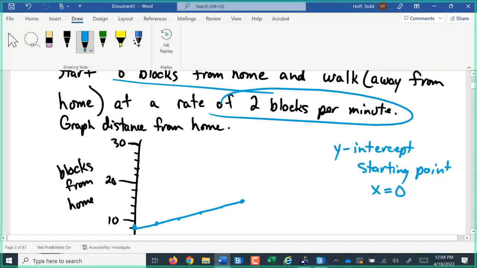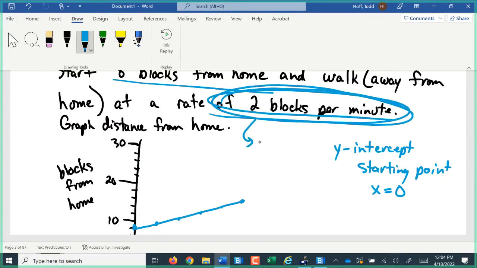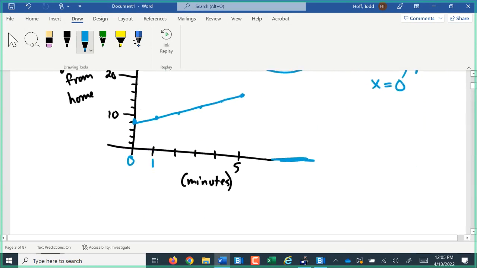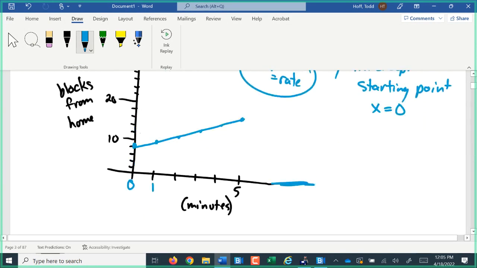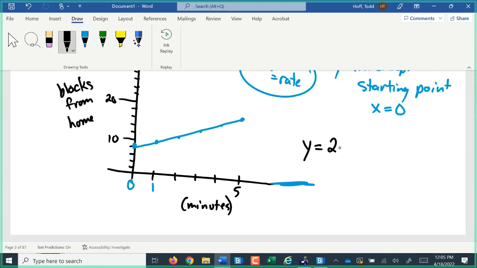That 2 blocks per minute is a rate. We can see that becomes our slope. The slope is equal to the rate of change. And I could keep going with that, or I could use it to write my equation. Y equals, my slope is rate of change, 2 blocks per minute, so that'd be 2x. Plus, I have a positive 8 was my starting point, plus 8. That expression expresses our distance from home.